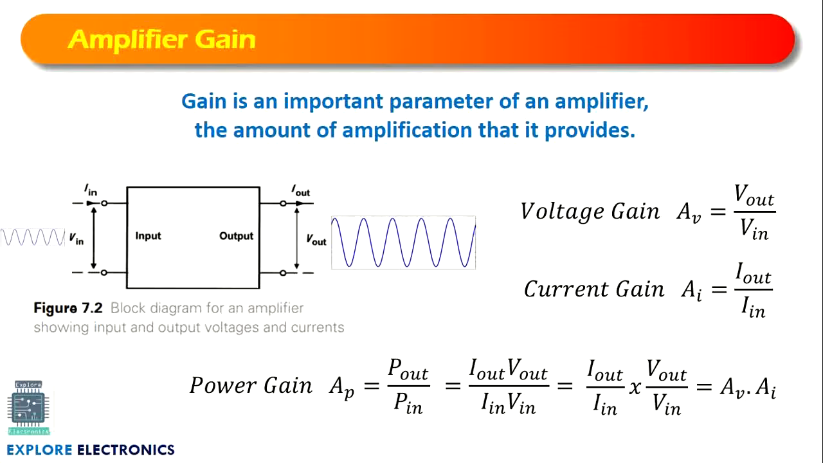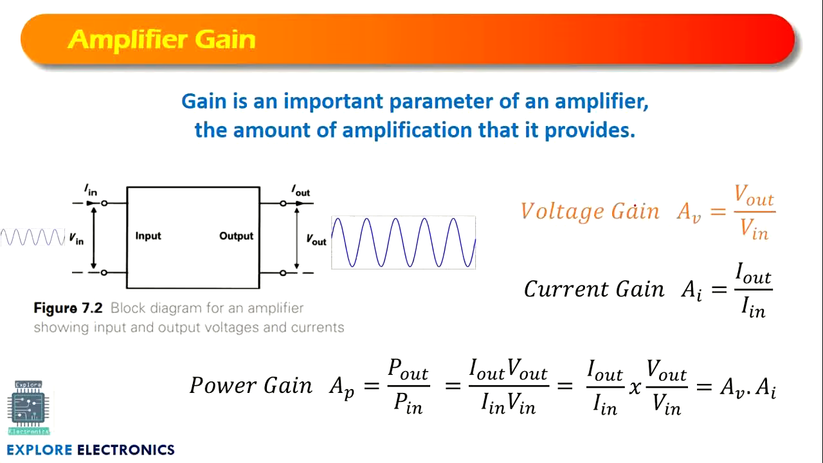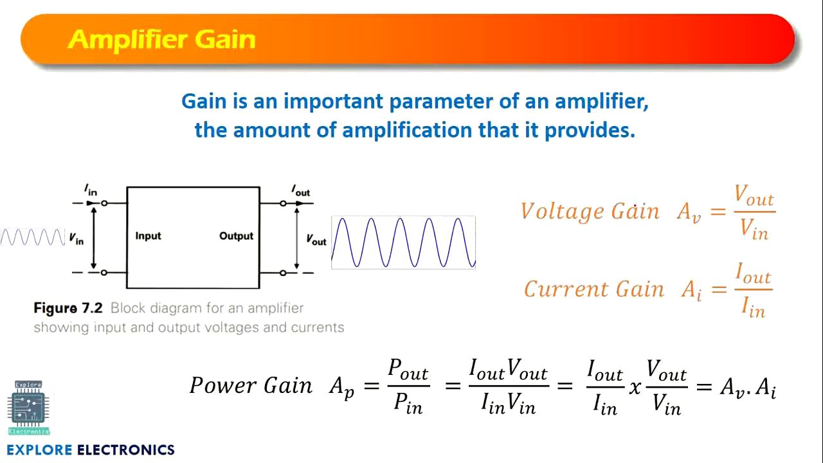And with respect to the input side, you can observe here, this is the input side current I in, and similarly I out is the output side current. So voltage gain, in terms of AV, we write as V out divided by V in, the output voltage to the input voltage. Similarly, with respect to current, it is I out divided by I in. The output current we get from the amplifier divided by the input current is called current gain.